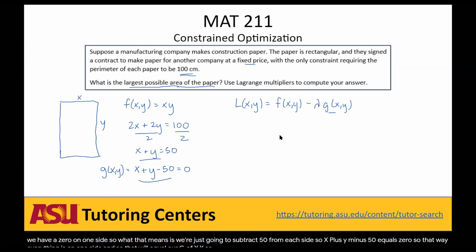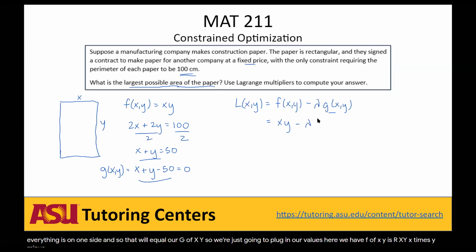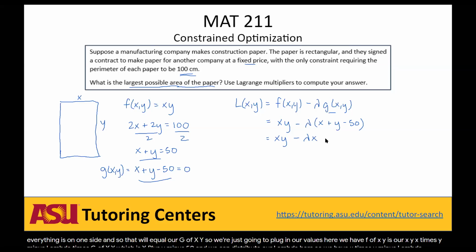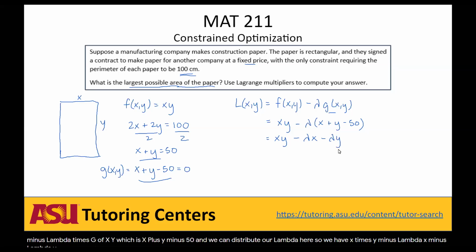So we're just going to plug in our values here. We have f of x, y, which is x times y, minus lambda times g of x, y, which is x plus y minus 50. And we can distribute our lambda here. So we have x times y minus lambda x minus lambda y plus 50 lambda.